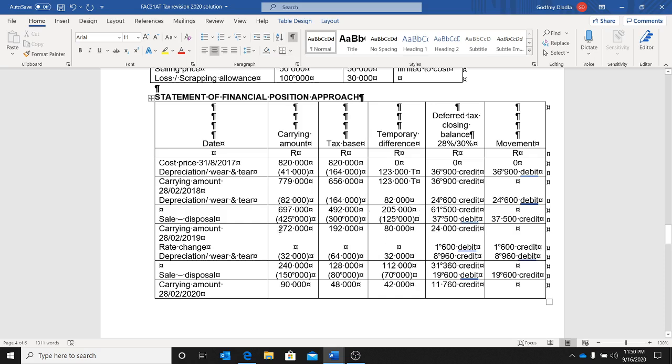Okay, then if you come here after the sale, same thing, this 192 is lesser than 272, the 80 is taxable. That will give you a liability again, right? So now let me use the columns that will show us these movements, right? Let's start with 2019.